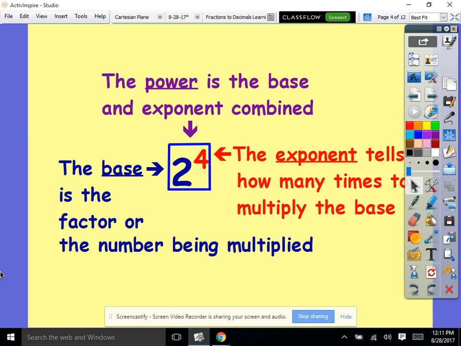All right, the power is the base and exponent combined. 2 to the 4th is the power. The base is the factor or the number being multiplied. So in this case, 2 is being multiplied, and the exponent tells how many times to multiply the base. So 2 to the 4th actually means 2 times 2 times 2 times 2.